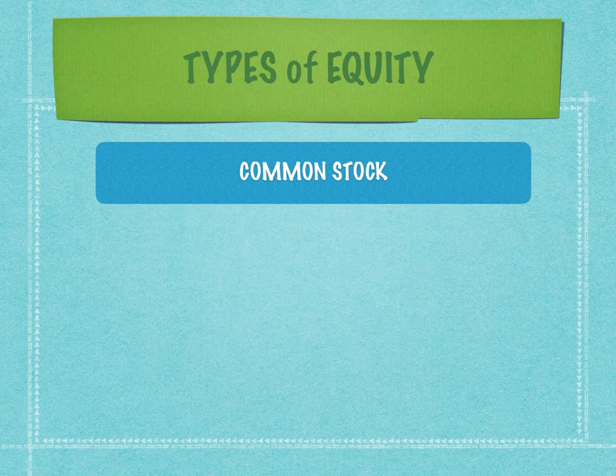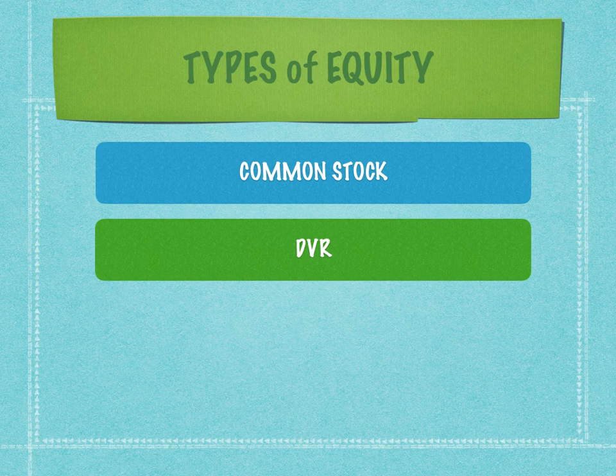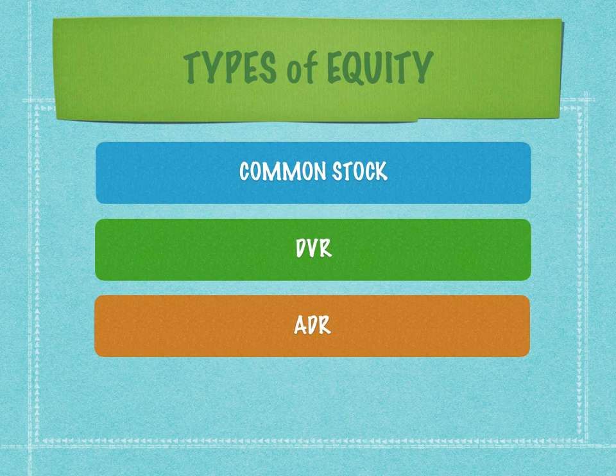The main type of equity that is issued and listed by Indian companies is common stock. Another type of equity: exactly four companies in India have got DVRs, that's differential voting rights, issued and listed on stock exchanges. There's another module for DVR. And the third type that we're going to discuss in this module is ADR, or American Depository Receipts.